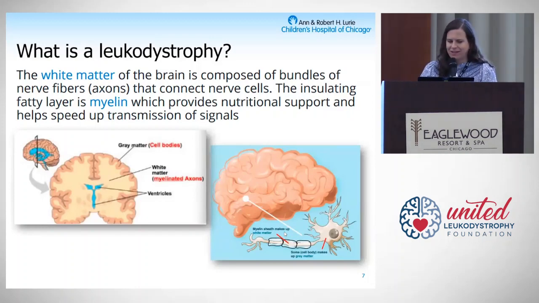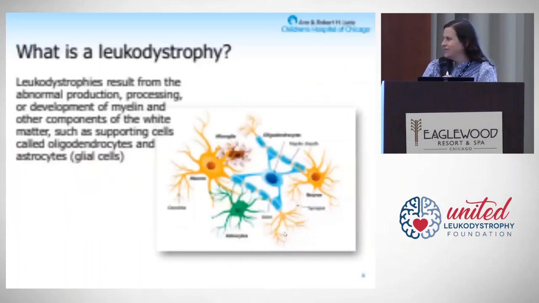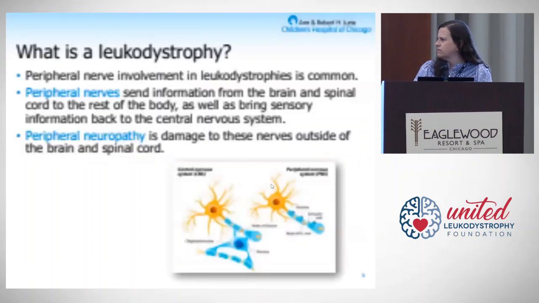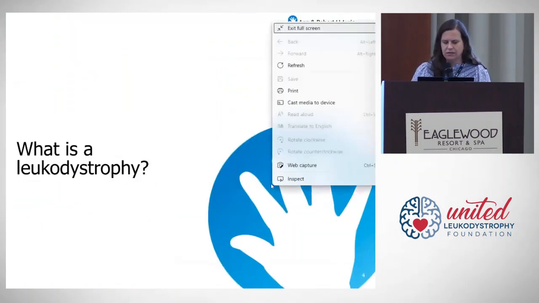I need to keep touching it or it goes off. There we go. So leukodystrophies result from abnormal production, processing, or development of this myelin or components of the white matter, such as the supporting cells. And some of these supporting cells are the oligodendrocytes and astrocytes and microglia. These are glial cells. So you can see the neuron here, and then the myelin sheath is part of, oops, sorry.